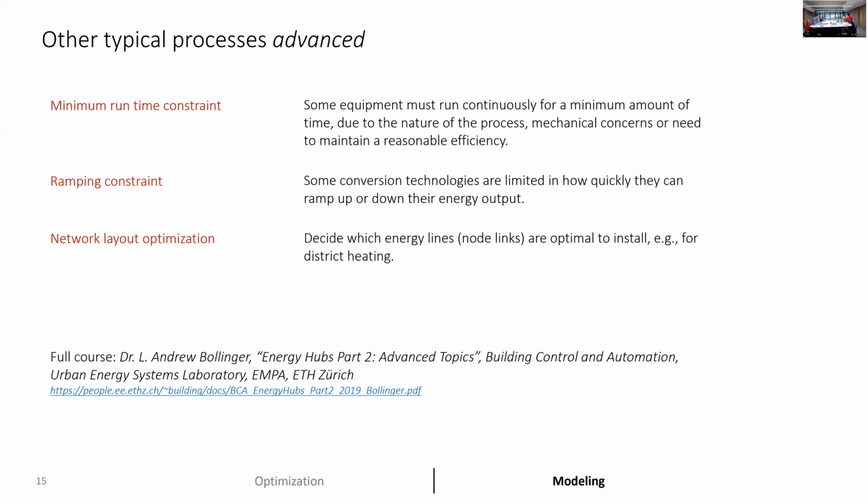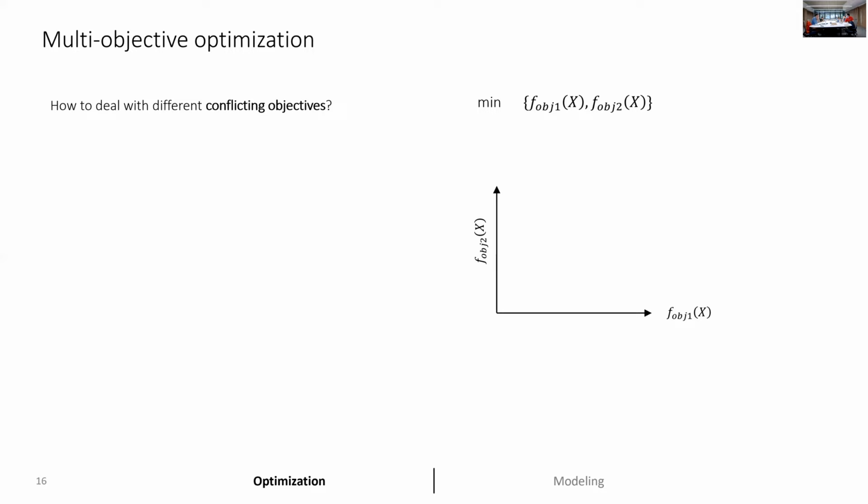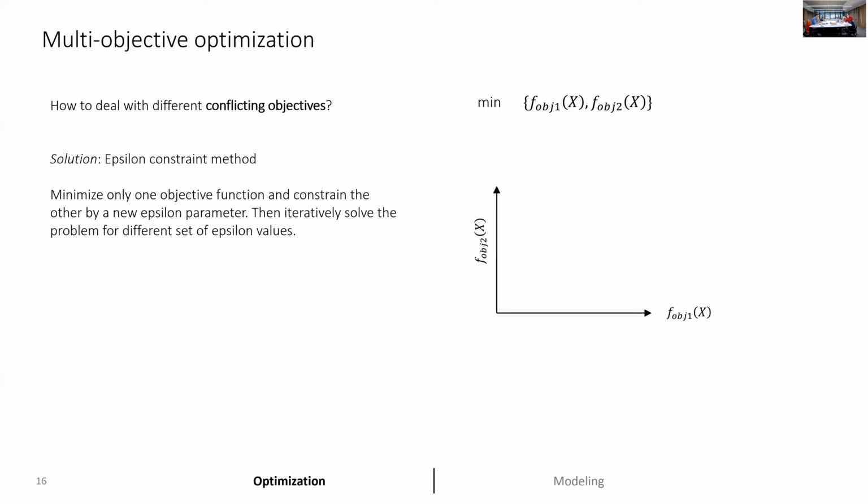Now let's talk about optimization again. So far we've been optimizing costs and comfort, which are not so conflicting, but you can deal with some optimization problems where you would have conflicting objectives, where the minimization of costs and the minimization of environmental impacts will not produce the same outputs. So one solution to minimize the two different objective functions is the epsilon constraint method.